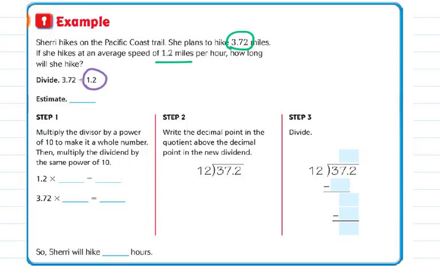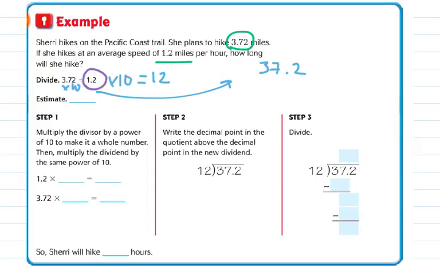So when we look at that, we know if we multiply that by 10, we would get 12. Which is something we really like. And then if we do that for the divisor, we would have to do the same thing for the dividend. So our dividend would turn out to be 37 2/10.